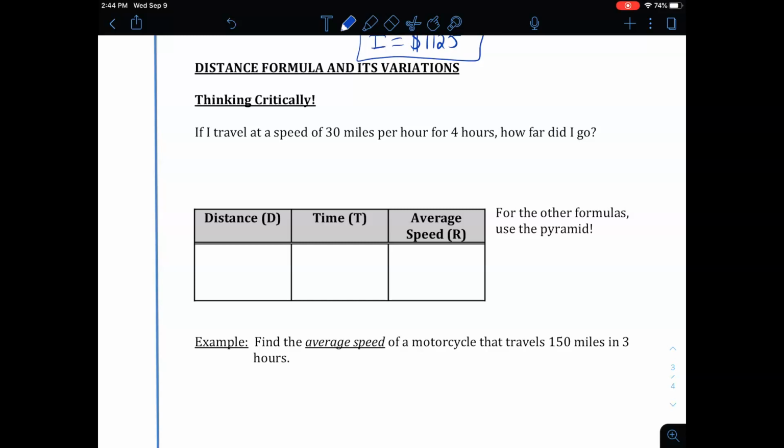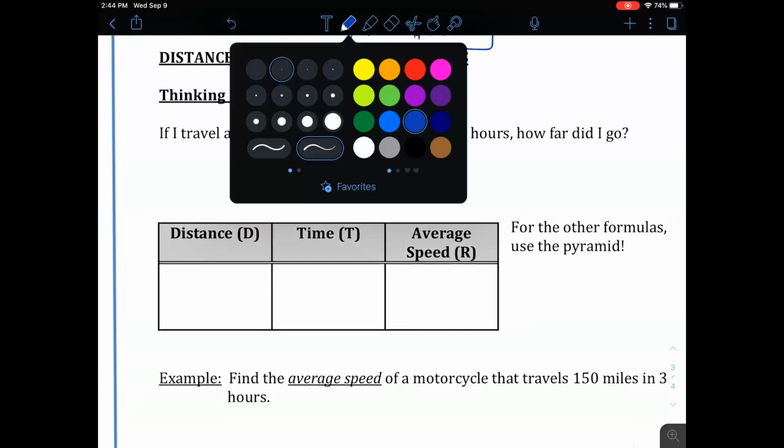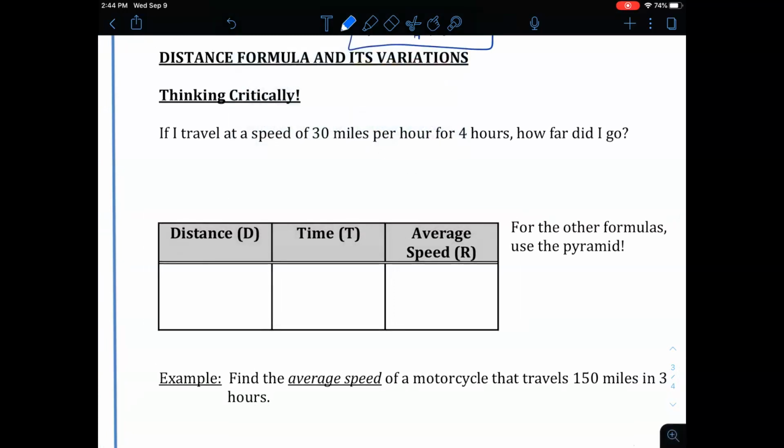So, distance formula and its variations. It says, thinking critically, if I travel at a speed of 30 miles per hour for 4 hours, how far did I go? Some of you probably know the answer already, but I want to break this down a little bit, okay?